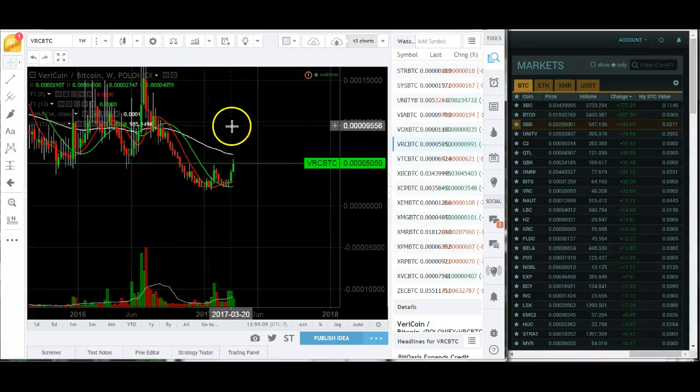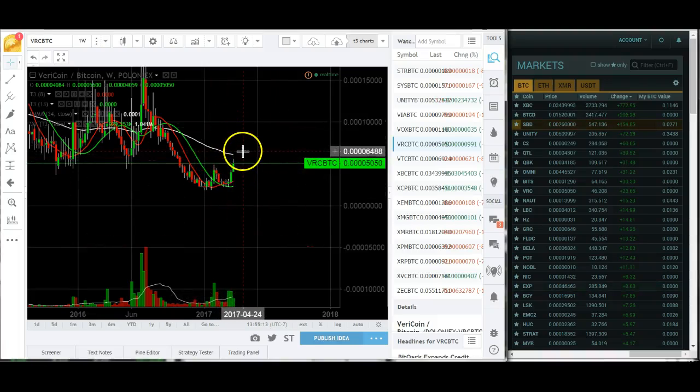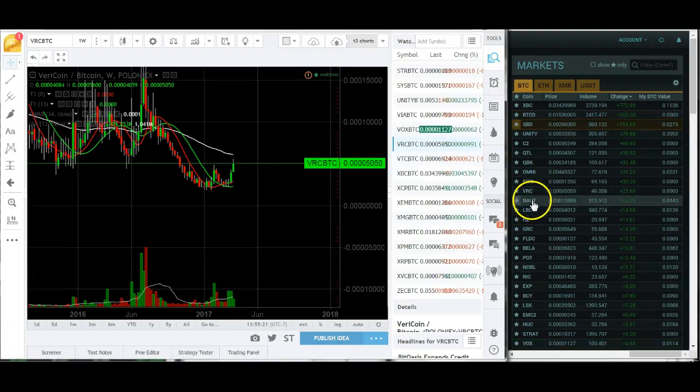Once it gets above previous lows, watch the pop across the 34 back into support. Support holds, take a ride. Buying into support is your best bet, because if support doesn't hold, it'll fall over, and you know you made a mistake. So that's VRC. Let's look at NAUT.